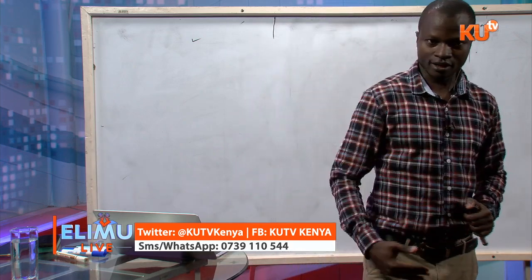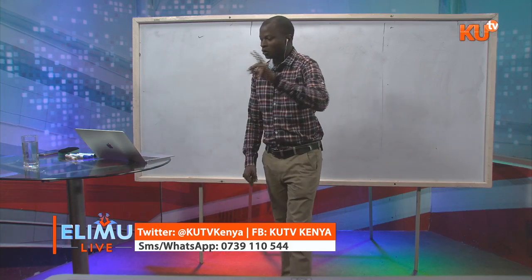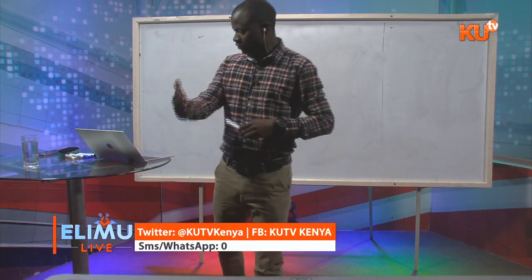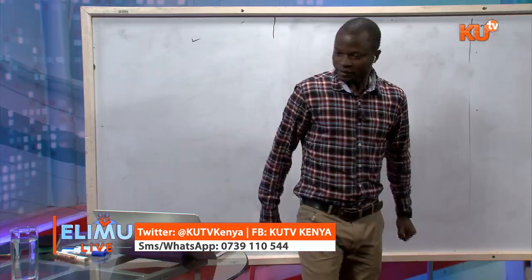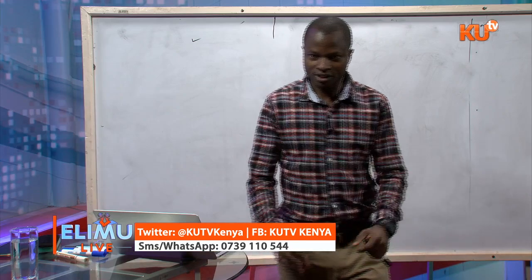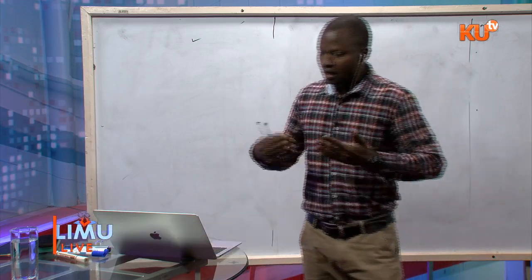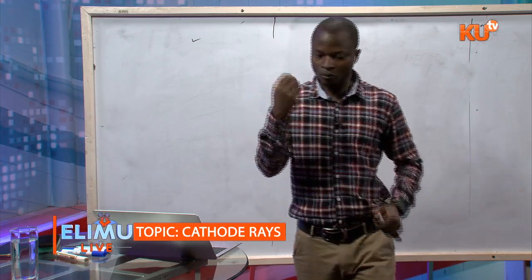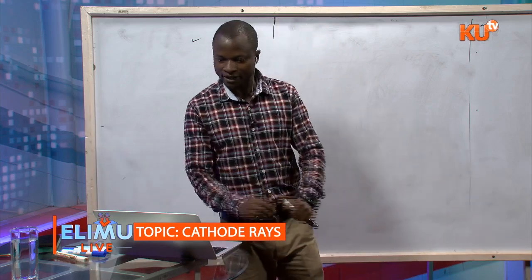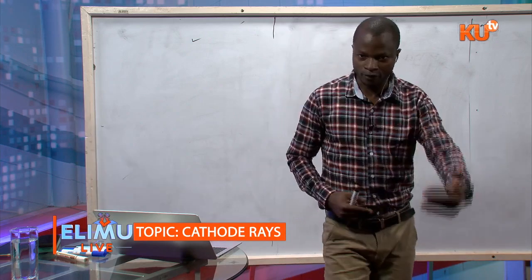As a learner, every time that your teacher introduces a topic, you should be able to know whether that is a paper 1 or a paper 2 topic. So cathode rays is a paper 2 topic. In form 4, we have 11 major topics. Only 2 of them are in paper 1 and the rest are in paper 2. I look at them as modern physics. Therefore, under cathode rays, by the end of this lesson, I expect that you'll be able to do the following.